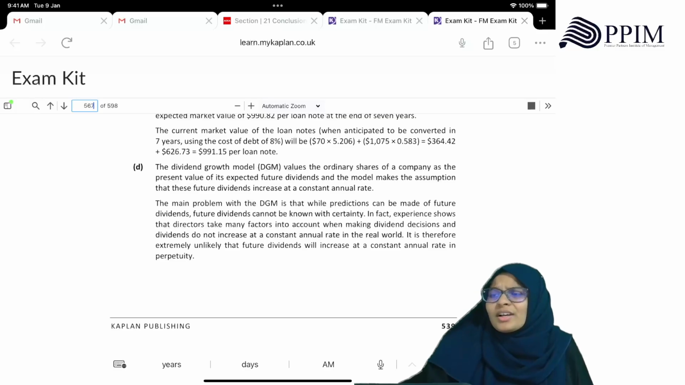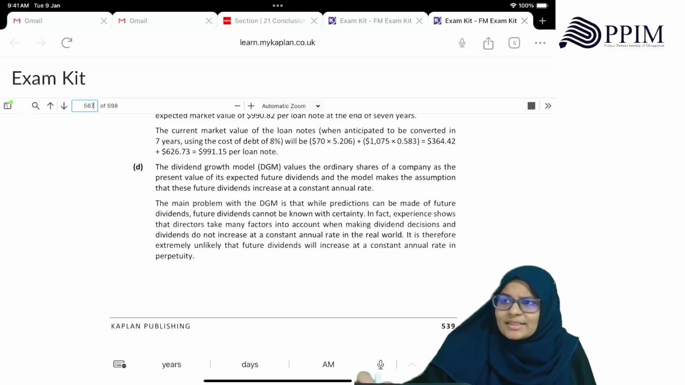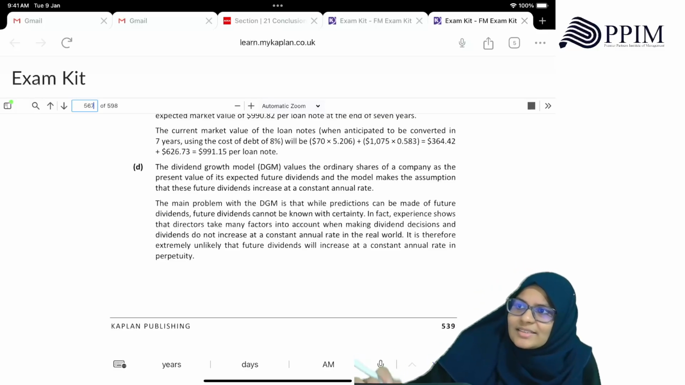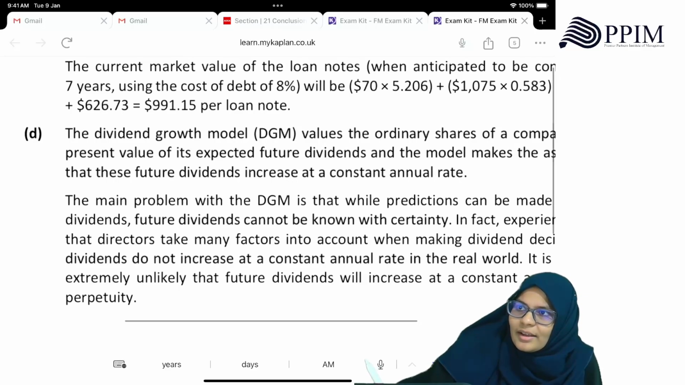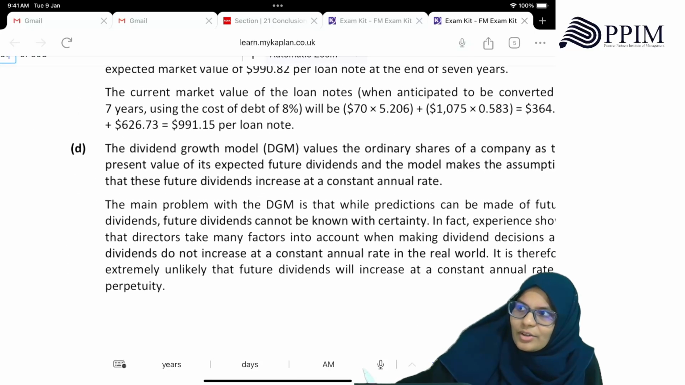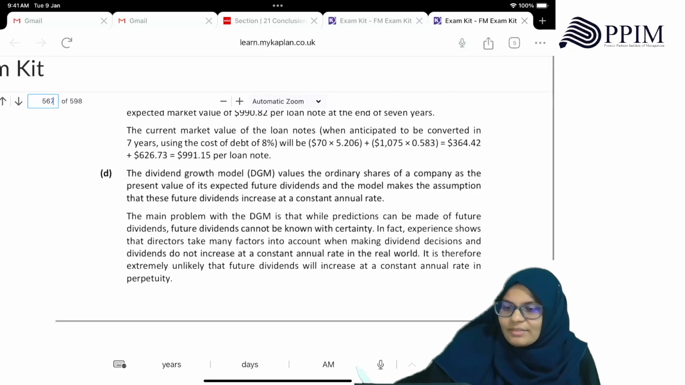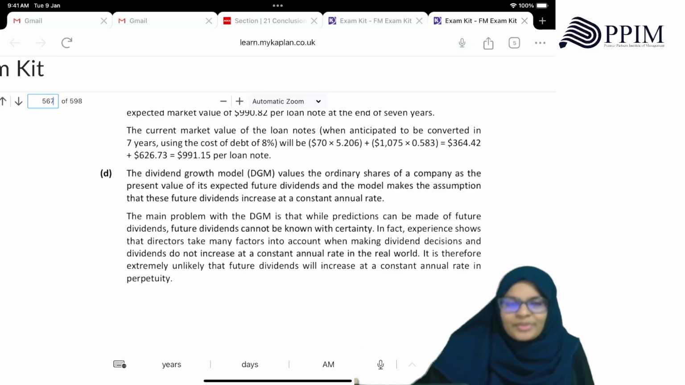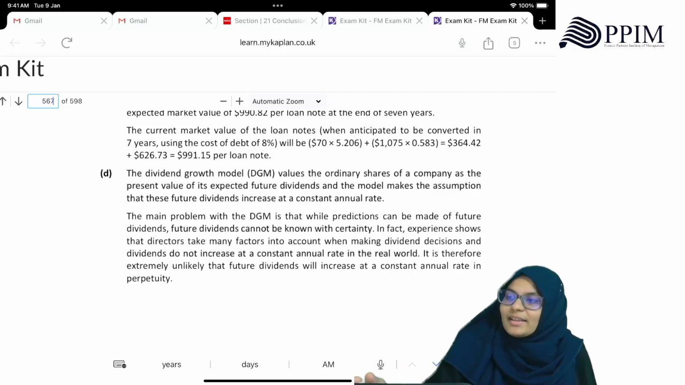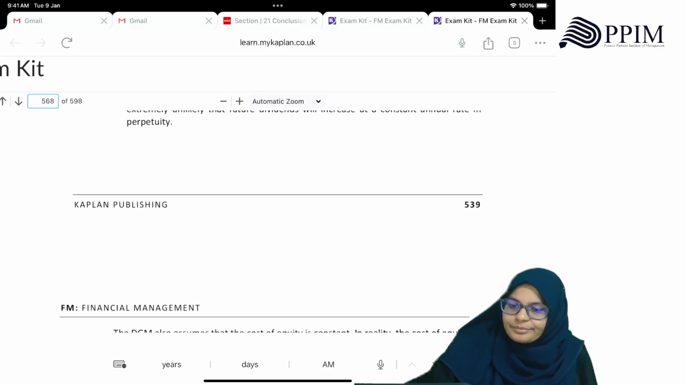By the way, when you're reading theory based answers, do look at what is highlighted, right? I know you can't see the highlight on your screen, but in the revision kit, it will be highlighted in certain areas. Just read that. You don't have to write everything that the examiner is saying.